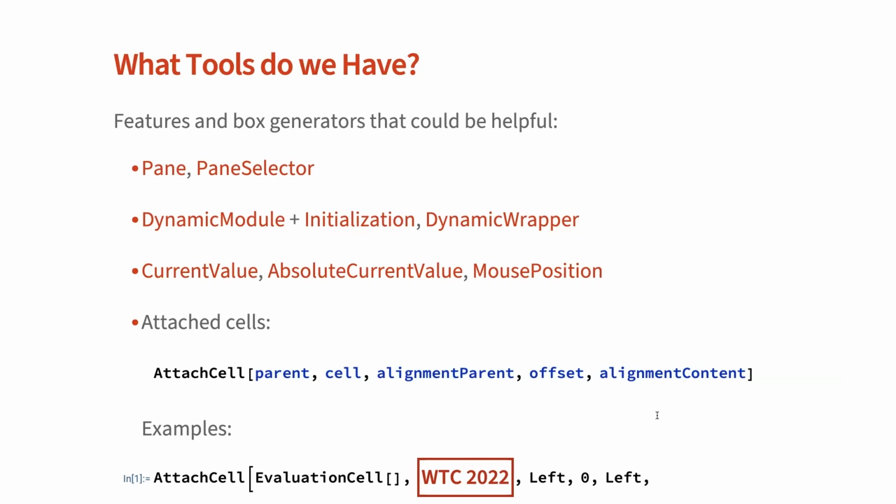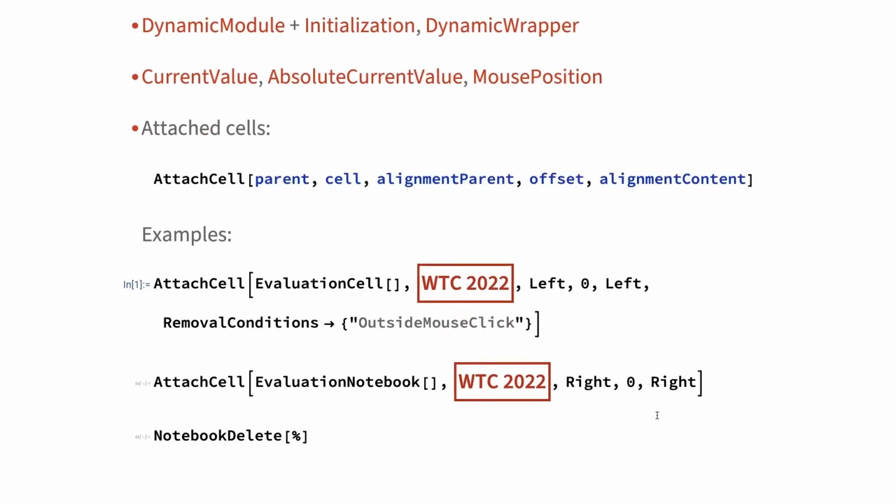We then also have CurrentValue, AbsoluteCurrentValue, and MousePosition. Basically these are ways of querying various states of the front end, and these are very powerful. And then finally, we have attached cells. This is going to turn out to be quite important, so I'll go into a little bit of detail here.